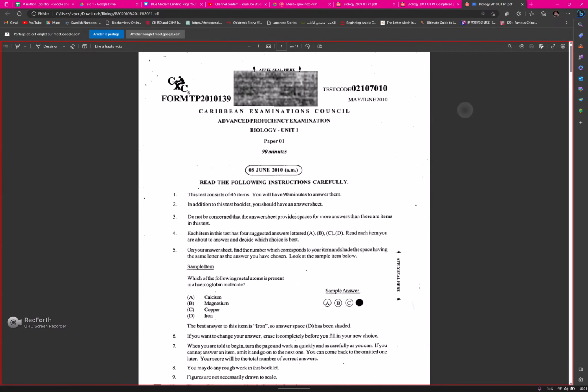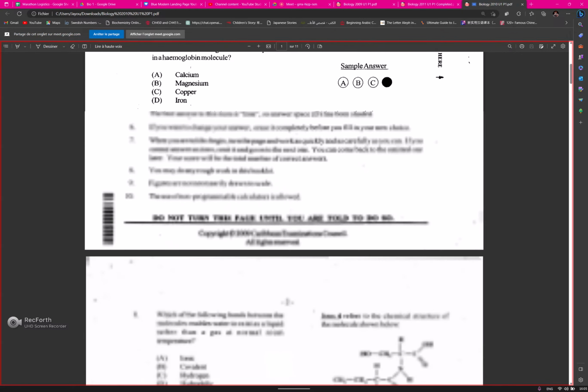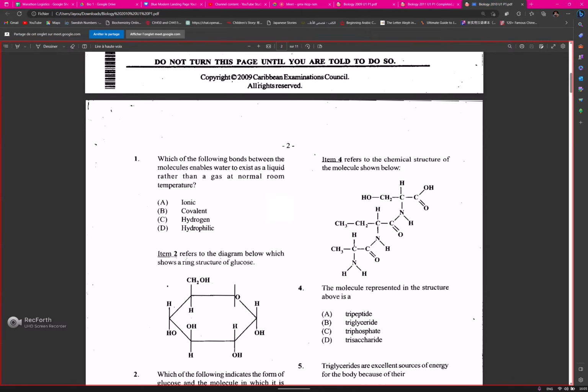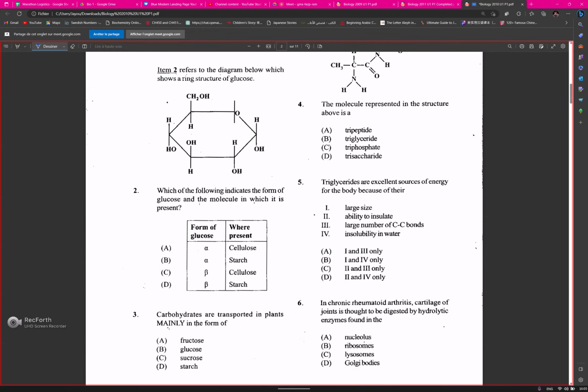So here is the May June Biology Unit 1 paper 2010. So let us begin. Number 1. Which of the following bonds between the molecules enable water to exist as a liquid rather than a gas at normal room temperature? Hydrogen. Right. Number 2. Which of the following indicates the form of glucose and the molecule in which it is present? This is alpha, so starch. So we have E.